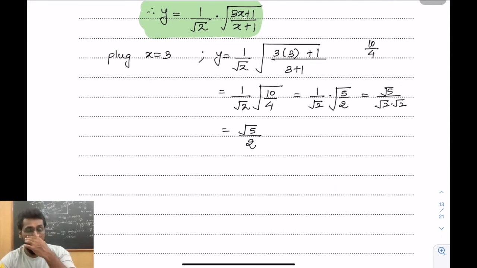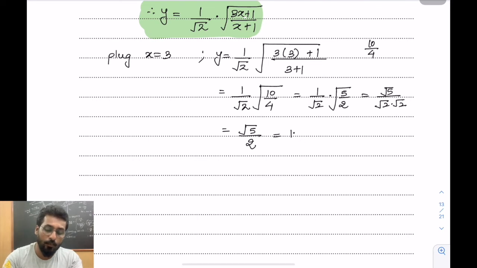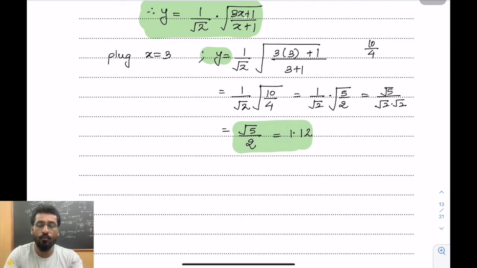Okay, if you want, you can get the answer in decimal form also, root 5 upon 2. So it is not an integer, so it's better to get the answer root 5 divided by 2. I will get my answer as 1.1180333989. I want to write 3 significant figures, right? So 1.118. So I can write this as 1.12, right? So this is your answer for y.